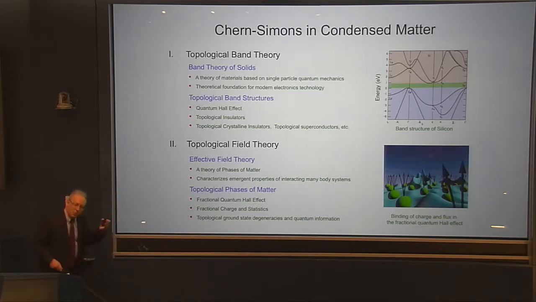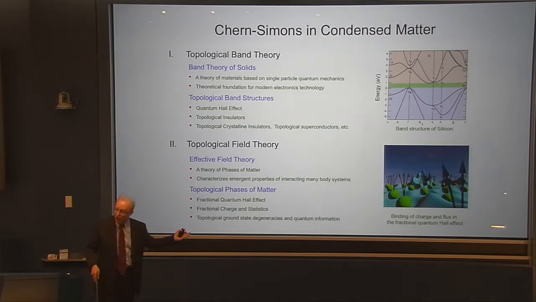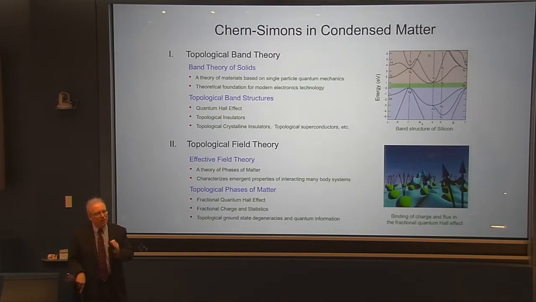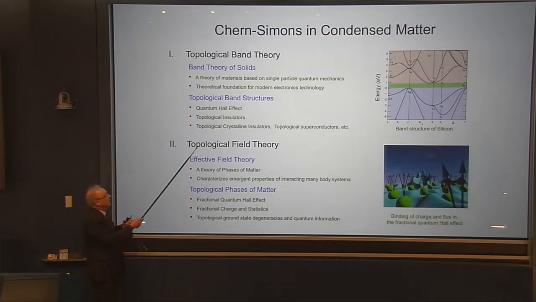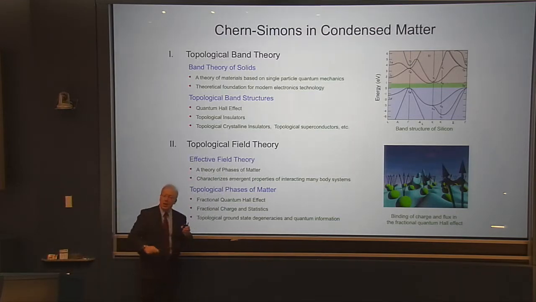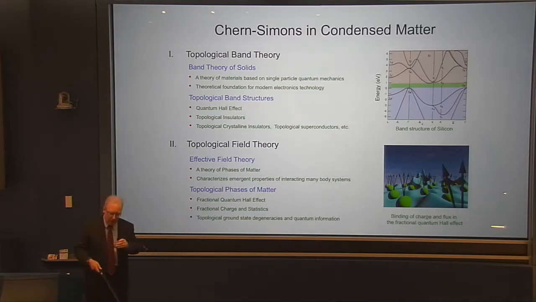Now, band theory was developed more than 80 years ago, but it was a relatively recent development that it became clear that band structures can have topological content. The understanding of the topological structures in band theory was brought out by some beautiful physics, namely the quantum Hall effect, topological insulators, topological crystalline insulators, topological superconductors. So I want to describe some of those things.